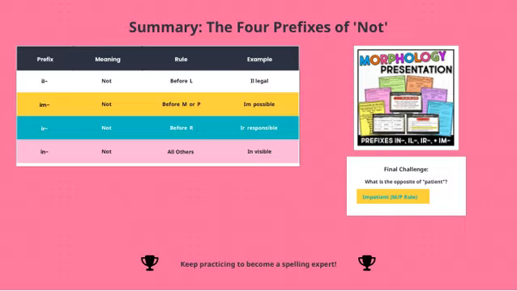Remember, these prefixes help us understand the negation of words and follow specific rules based on the initial letter of the root word. Now for our final challenge, what do you think is the opposite of patient? That's right, impatient, which follows the im prefix rule because it starts with P. Keep practicing these prefixes, and you'll become a spelling expert in no time.